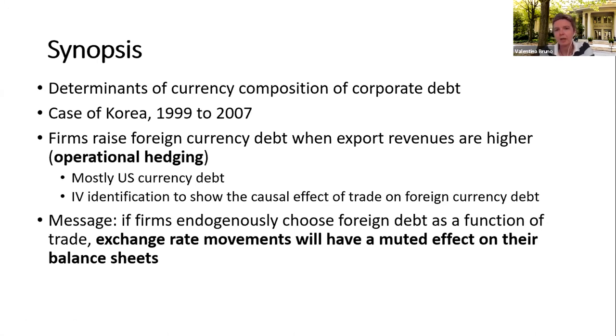We know that the foreign currency debt is mostly denominated in dollars. And the nice thing about the paper is this attempt to resolve this nightmare for us of endogeneity by using an IV identification that shows the causal effect of trade on foreign currency debt. One of the messages from the paper is that if firms endogenously choose foreign debt as a function of trade, exchange rate movements will have a muted effect on their balance sheets.